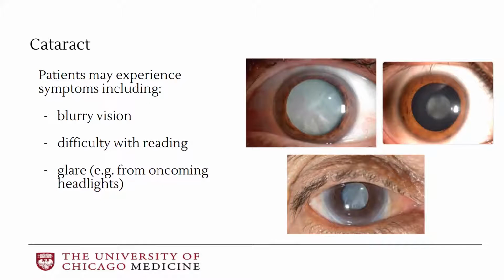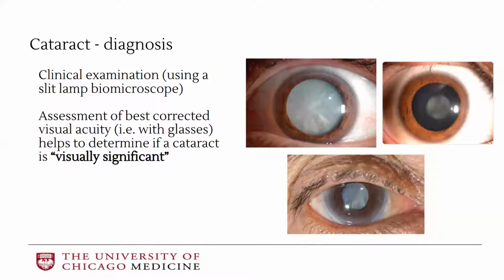So what are symptoms that patients may experience? These include blurry vision that's present all the time or most of the time. And then there's difficulty with activities of daily living, including reading or driving, watching TV. And one specific symptom that a lot of patients describe is glare from oncoming headlights. So driving, especially at night, becomes a problem.